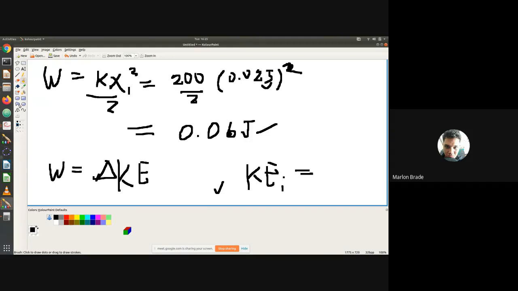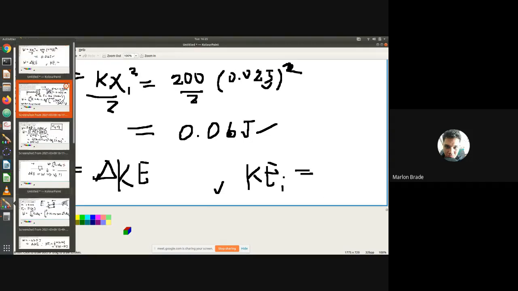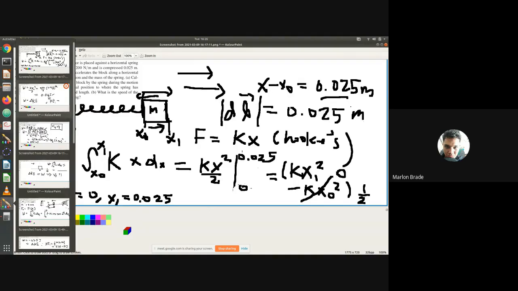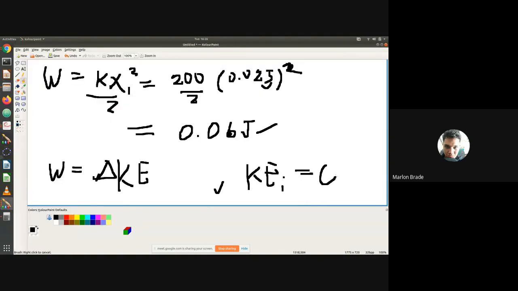This is an easy problem. The initial kinetic energy is, the spring is compressed and released and accelerates the block. So initially the block is at rest. You compress the spring, attach the block, and then release it suddenly. So initially it is at rest. So we can assume it is at rest. Then my initial kinetic energy is 0.